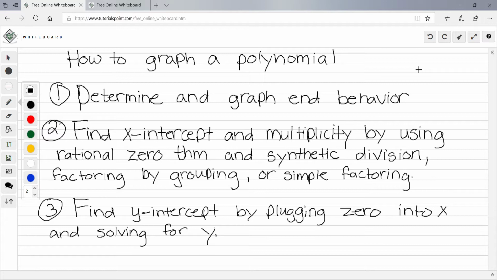So there's like 3 steps to graph a polynomial. The first step is to determine and graph end behavior. The second step is to find x-intercept and multiplicity by using rational zero theorem and synthetic division, and then factoring by grouping or simple factoring. And then the third step is to find y-intercept by plugging 0 into x and solving for y. So this may sound a little confusing, but I will go over it step by step.